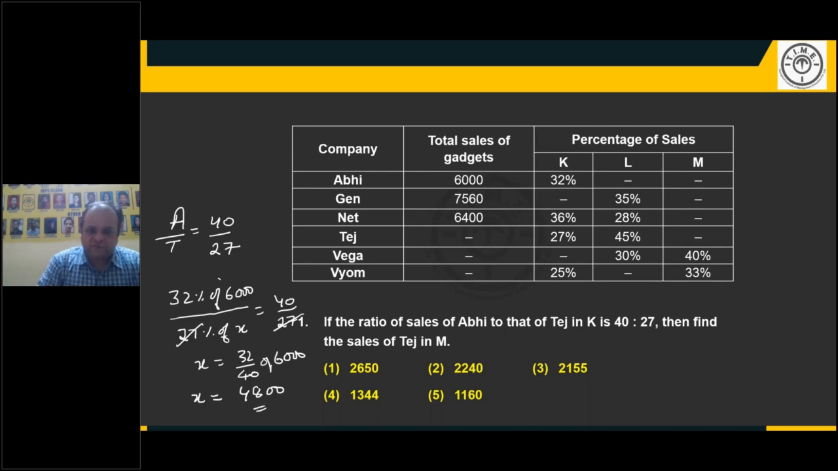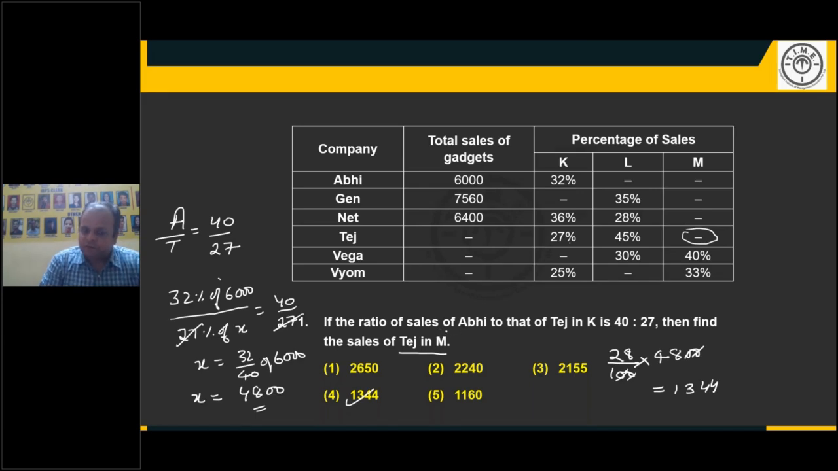Now, if the sales of Tej is 4,800, we have been asked to find Tej in M. The value of M is not given, right? But we can clearly identify that 27 and 45 total to 72. So Tej will have a sale of 28%, 100 minus 72, of the total sales, that is 4,800. If we solve this, the value that we arrive at is 1344. So the right answer would be option 4, which is 1344. Is it clear?